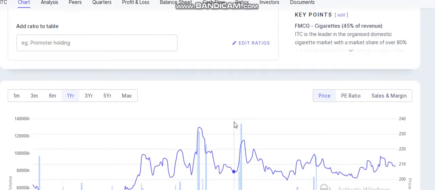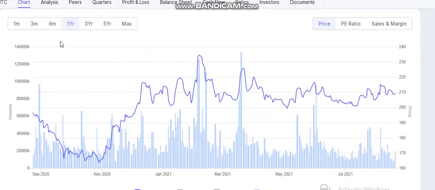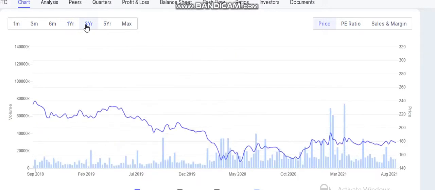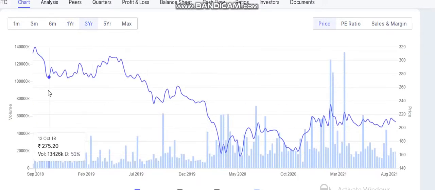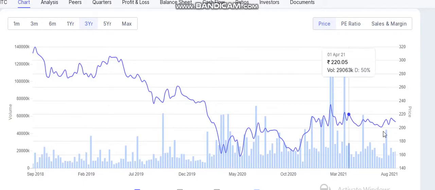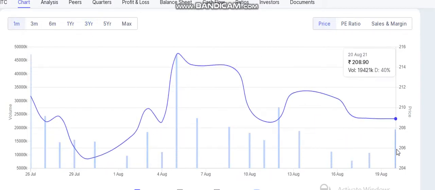So you can see the price of that stock. I just selected 1 year. We will go through the 3 years. It will come like this. You can see the chart, which date, how much the rate is. This is the volume and this is the price. How much volume, what is the price. I have selected 3 years. If you select 1 month, you will get to know. This is today. You can see the rate, 208.90. So like that you can check.